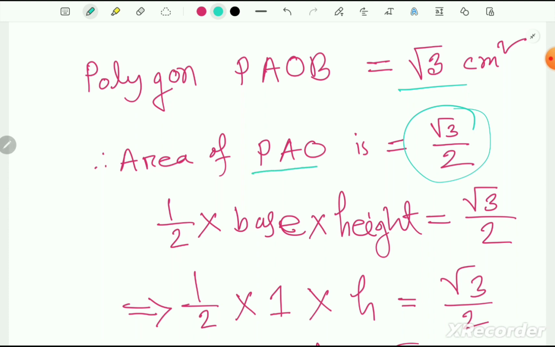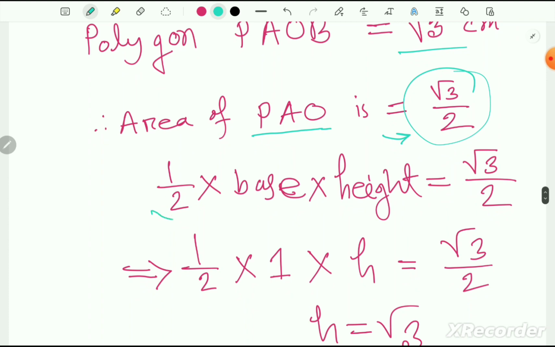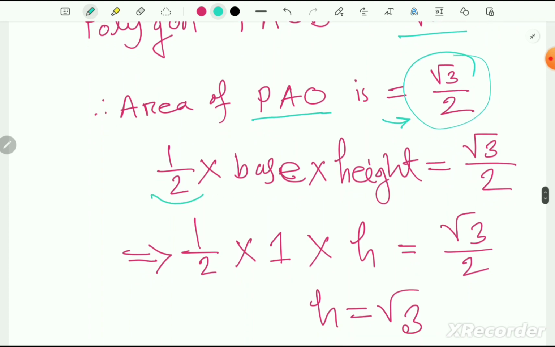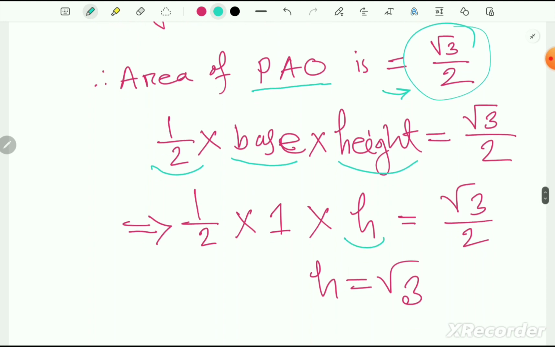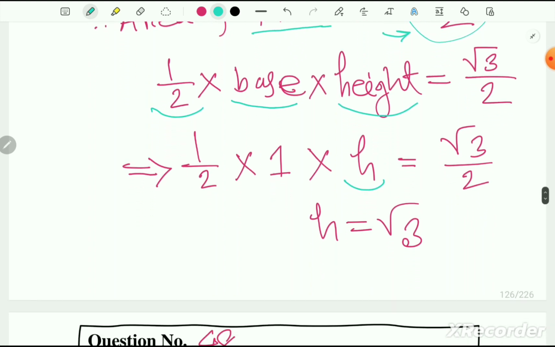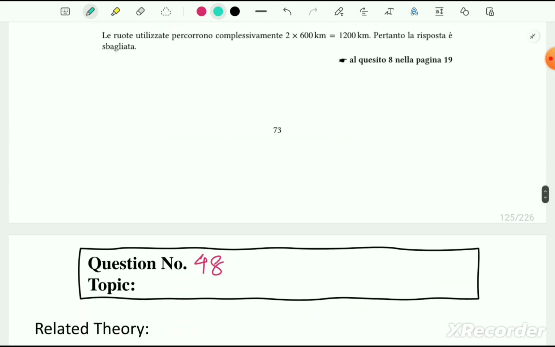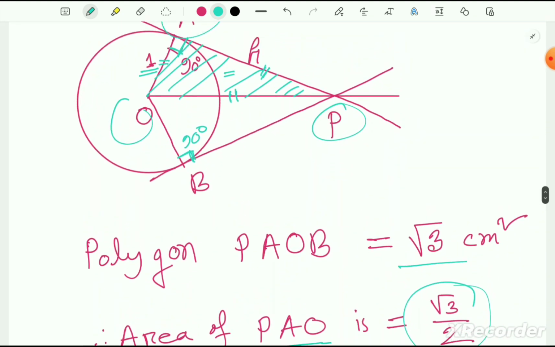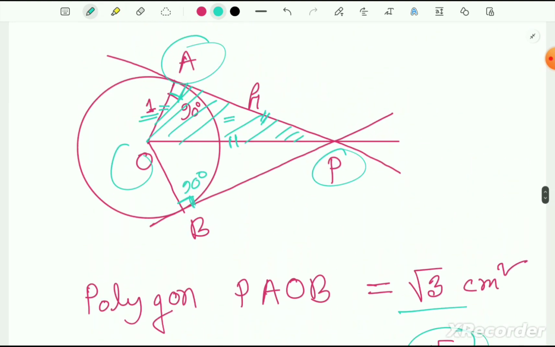So we consider the triangle PAO, and it has the area √3/2. So half base times height equals √3/2. From this equation we can simply calculate the height. So height is √3, but we have to find the distance of PO, right? In that case we can simply apply Pythagoras once again. So PO square equals AO square plus height AP square.